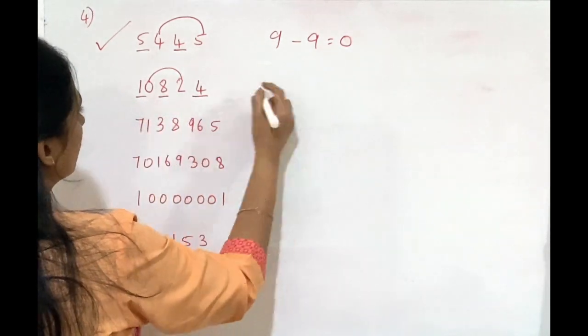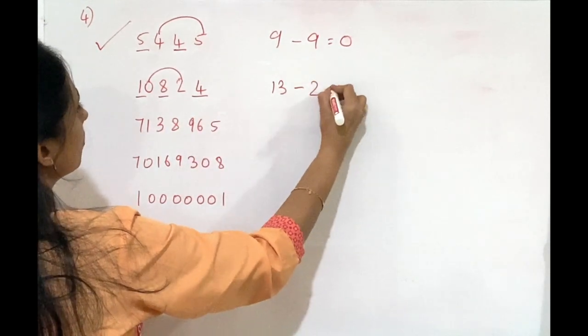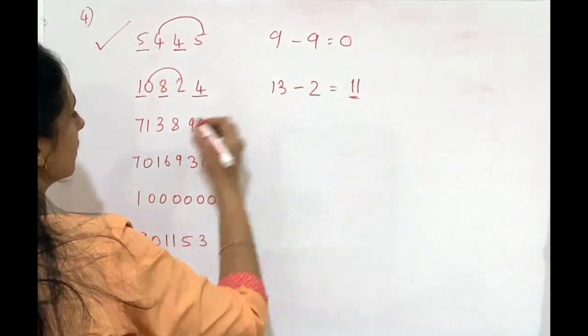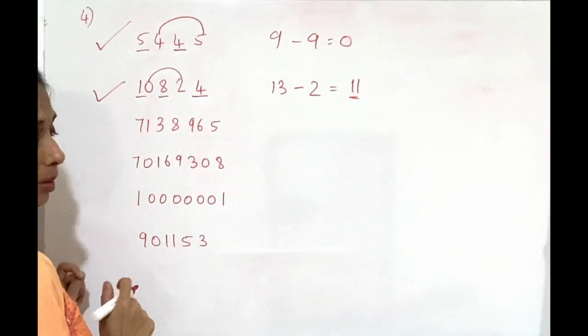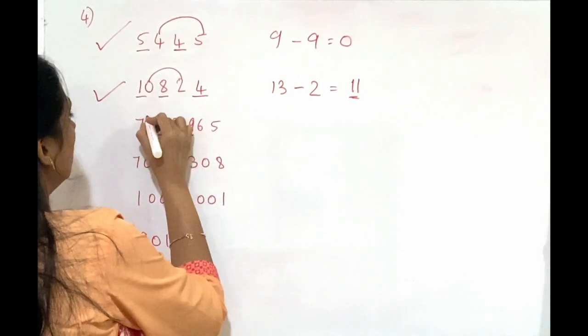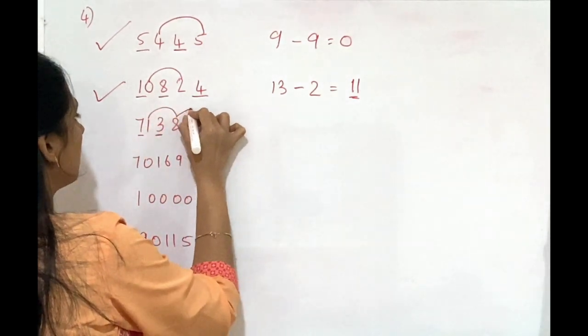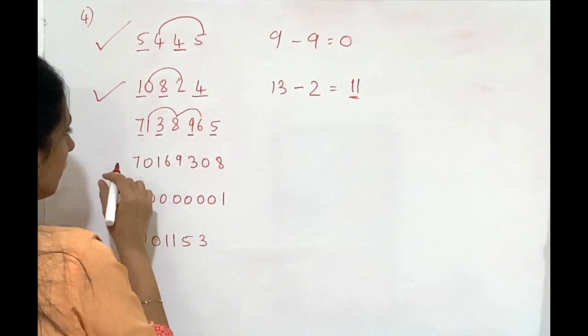9. 9 plus 4 is 13. Minus 0 plus 2 is 2. You get 11. 11 is divisible by 11. So this whole big number is divisible by 11. Here, alternate digits. While marking these alternate digits, you should be careful. You should not miss out any number.